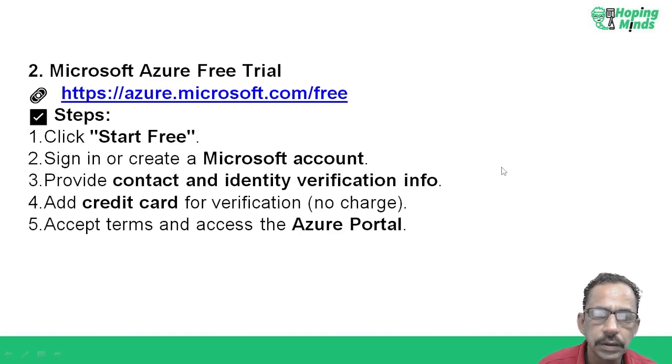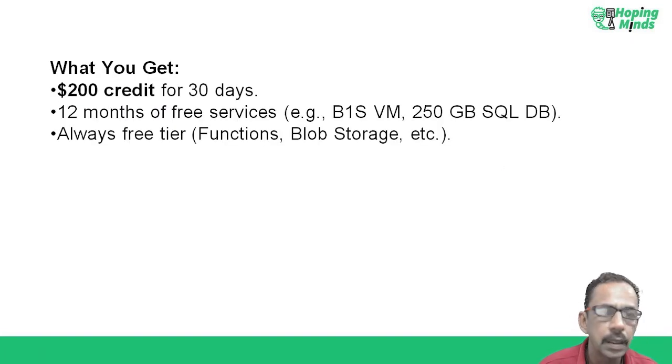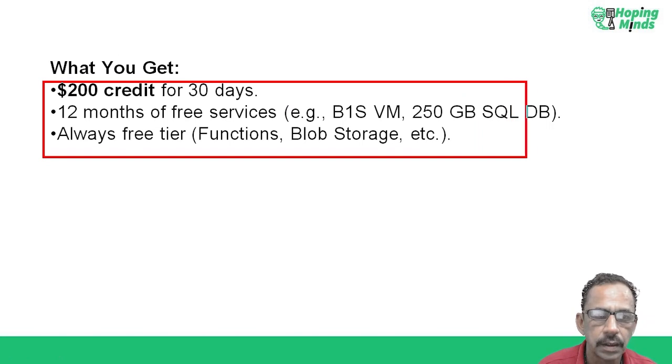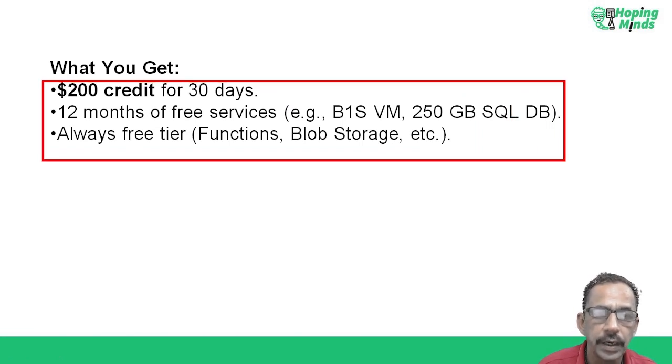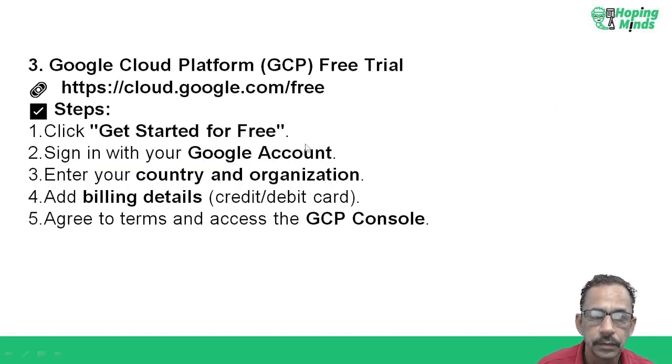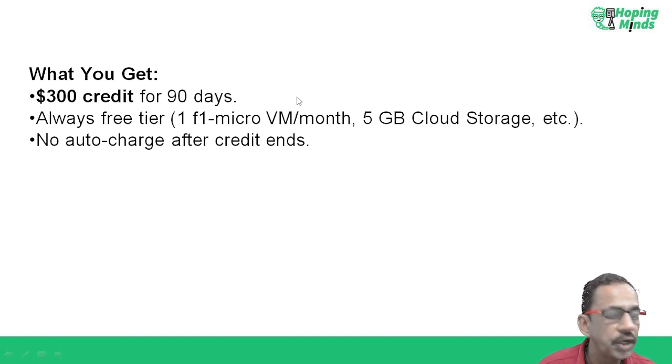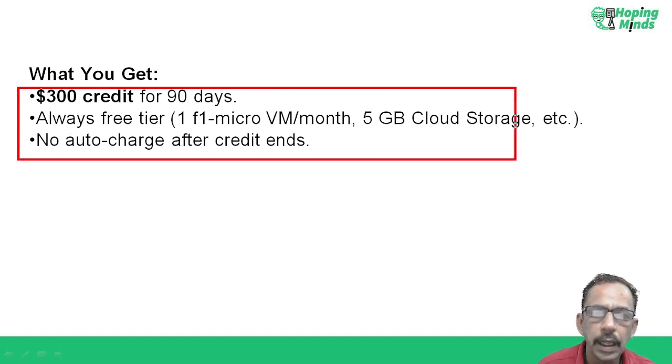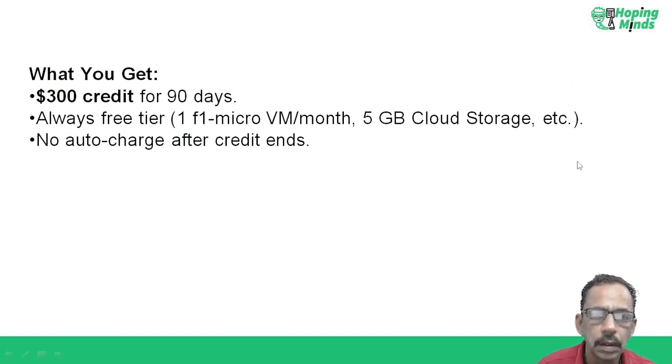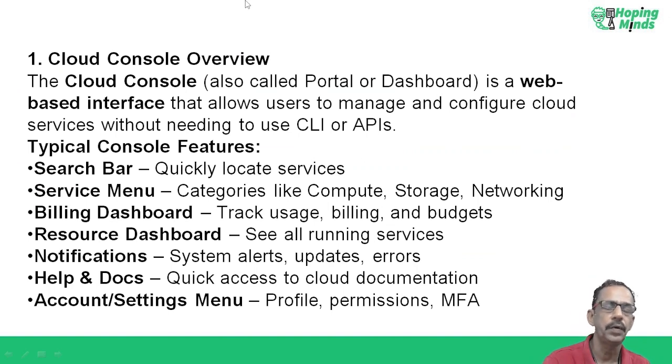And what you will get in Azure is this one. In the same way, you will get $200 credit and 12-month free services on all these things, plus always-free Functions and Blob Storage. Same process for Google Cloud. Same thing, you get a free tier here in Google Cloud. So now we have to start the overview.